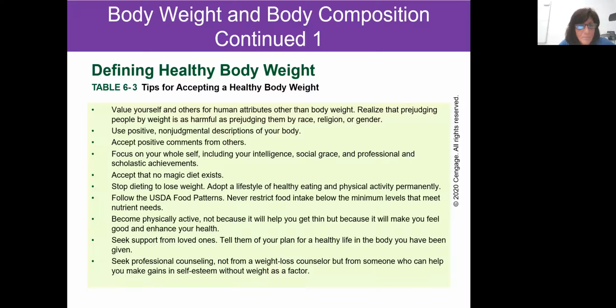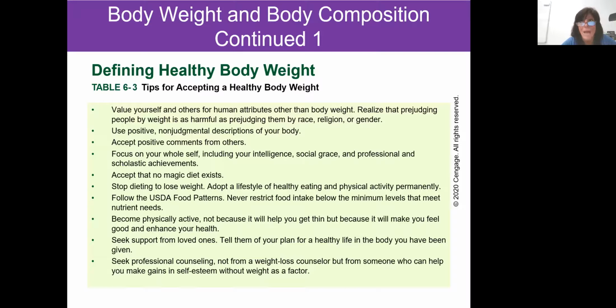Let's see. And when we talk about weight, here they're defining healthy body weight. Value yourself and others for human attributes rather than body weight. Absolutely. It's not about shaming anybody. It's about health, right? Use positive, non-judgmental descriptors of your body. Accept positive comments. That's another thing too. People say, oh, you look good today. Just say thank you. It's okay. It's cool to get a compliment. Sometimes people have a hard time taking compliments.